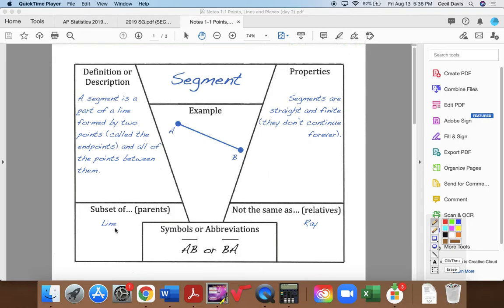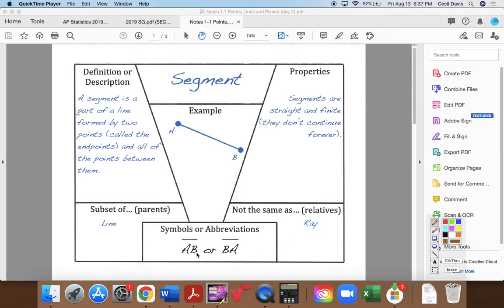So what is this a subset of? In other words, what does it come from? Well, that's a piece of a line. So we say that it is a subset of a line. What is it not the same as? And we'll talk about these a little later. It's not the same as a ray.